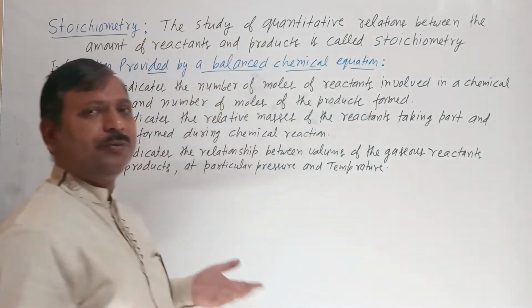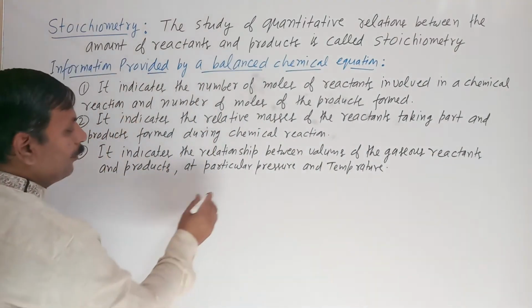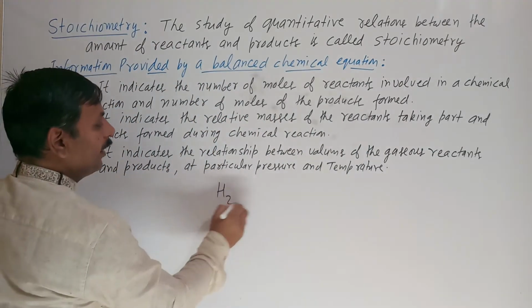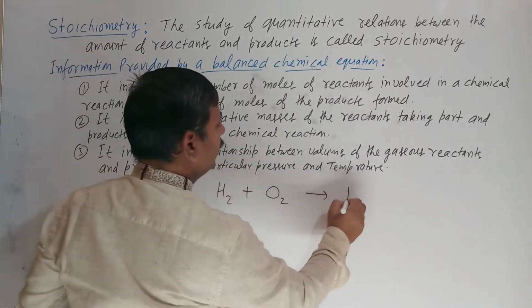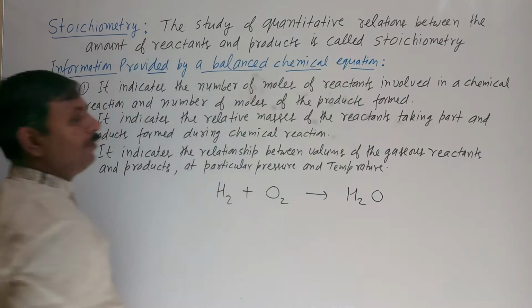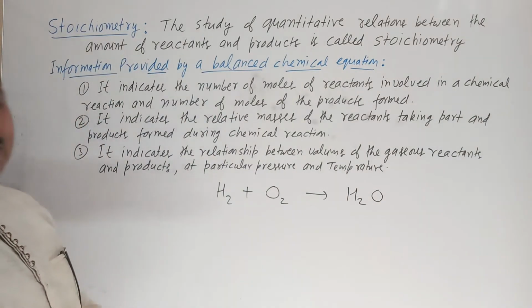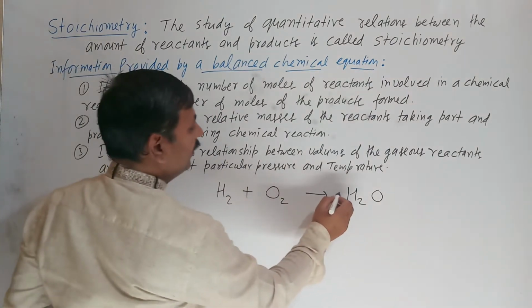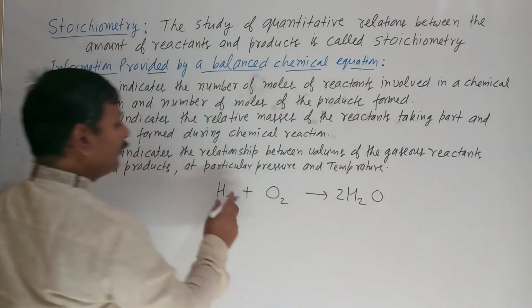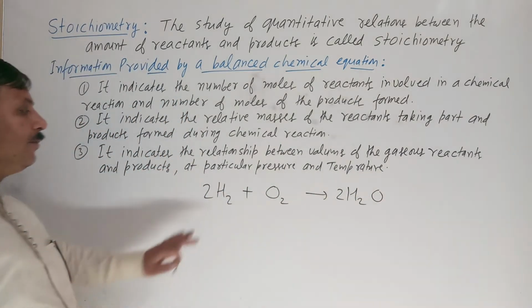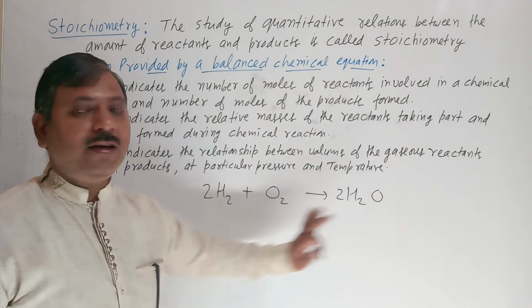For example, suppose I give you H2 plus O2 is equal to, forming water. When we balance this equation, we multiply here by 2, and the oxygen becomes 2. So this is the balanced chemical equation.